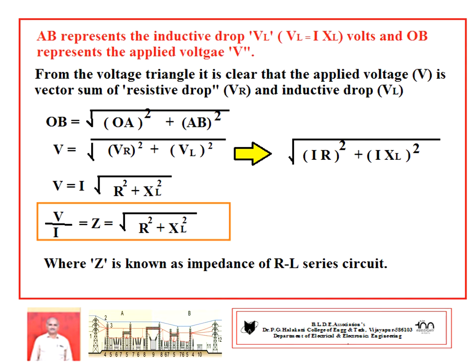In similar fashion, VL represents the voltage drop across the inductance. It is also referred to as the inductive drop. So VL equals I into XL. What is the relation? VL and I have a phase difference of 90 degrees. If I take VL as reference, the current lags. If I take the current as reference, the voltage leads by 90 degrees.